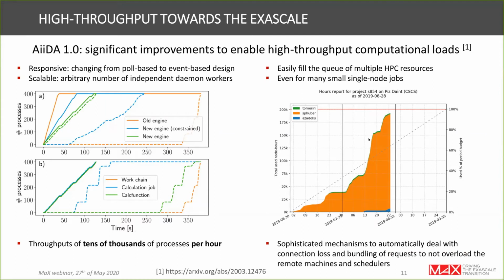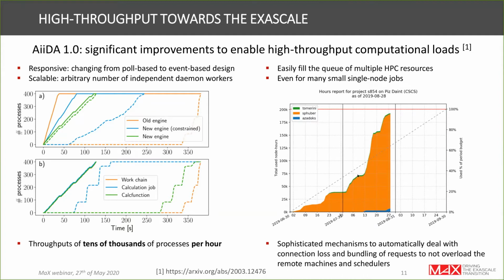As you can see here on the right, this is a plot of the resources that I've used for our project on Piz Daint. And we have about 200,000 node hours for a semester, or for one period. And you can see that with AiiDA, and these are all single node jobs, it was very easy to fill the full cluster scheduler queue and to fully use our allocation.